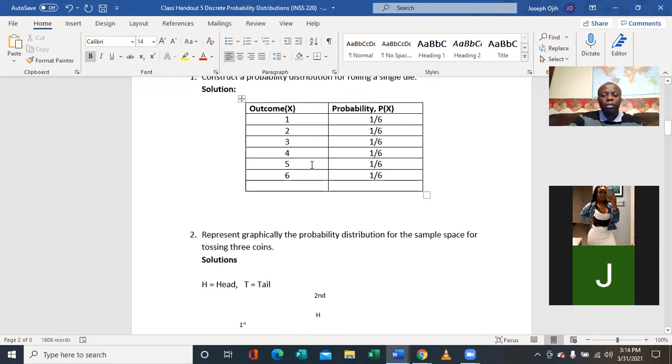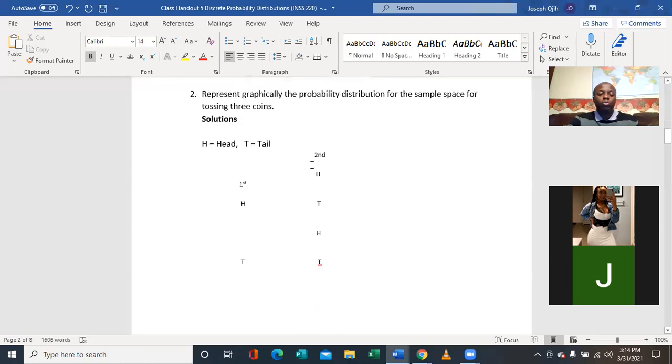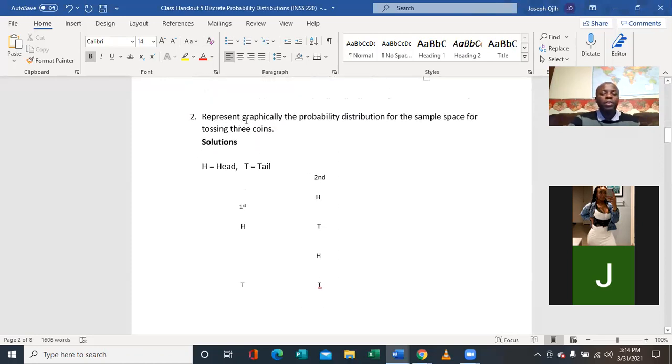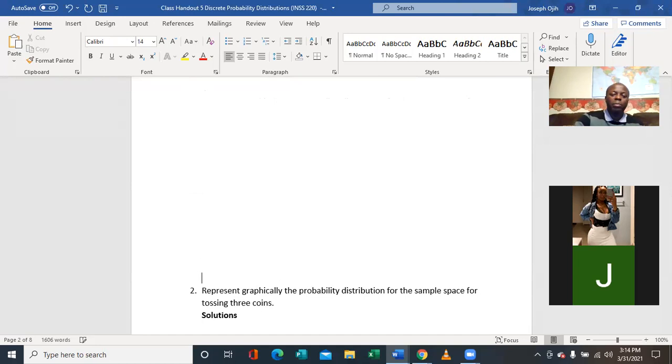Okay, good. Now let's try two more examples. The next one is this. It says, represent graphically the probability distribution for a sample space for tossing three coins. Remember, for one coin, it is head and tail, very easy. But for three coins, it's a little bit different. We need more room here.